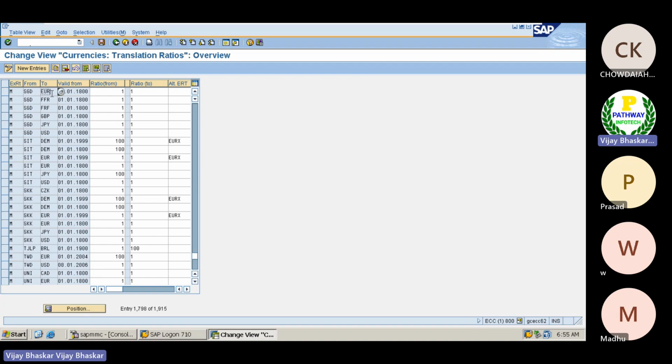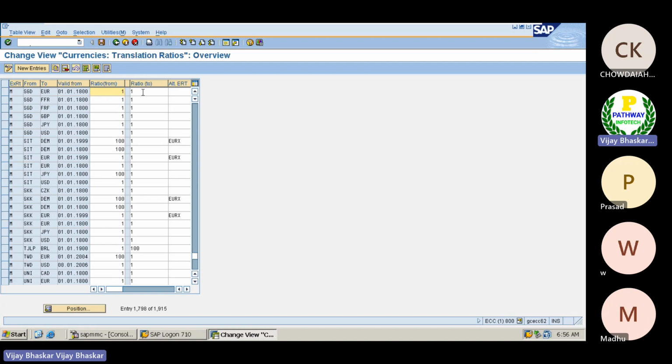See now, SGD to EUR, they have maintained the translation ratio 1:1 long back, so no changes. Somewhere you can see 100:1 also. Either it should be 1:100 or 100:1. Once you maintain this translation ratio, you should not make any changes in future. Just keep in mind, this is what I was talking about.